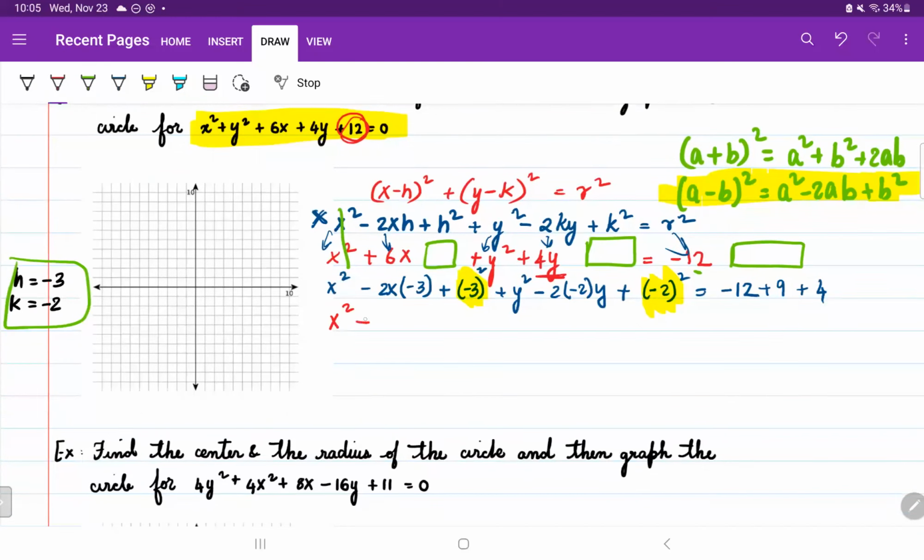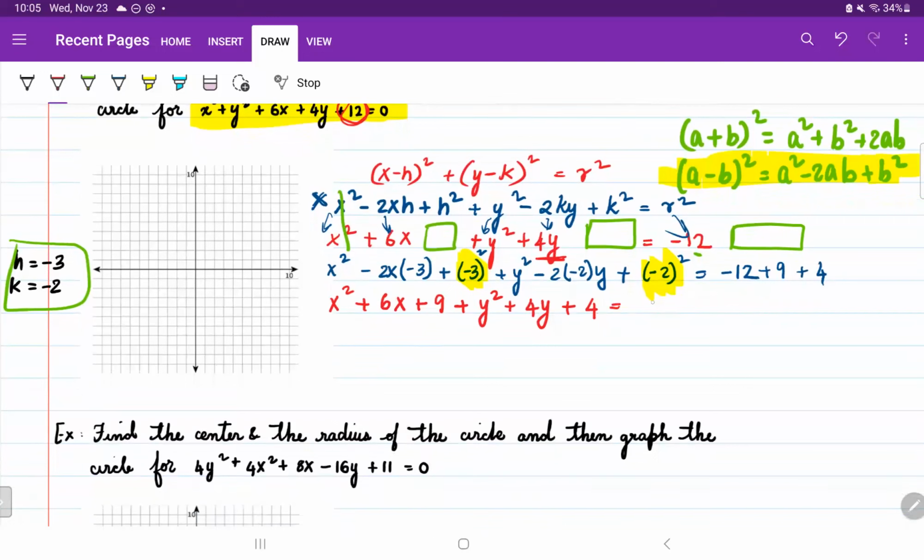So we have x squared plus 6x plus 9, y squared plus 4y plus 4, equals -12 plus 13, which is 1. Now we can compare our r squared with the 1. So here we have r squared equals 1. So r is √1, which is again 1 unit. So we got our h and the k, and we got our r.